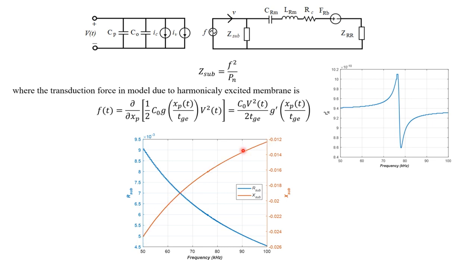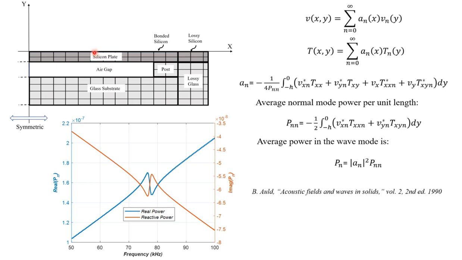So I can say it's a CMUT having two plates. One is the silicon plate and the other is the glass substrate. So the radiation impedances are very different. One is the solid medium and the other is the fluid medium, right, to which it is radiating.